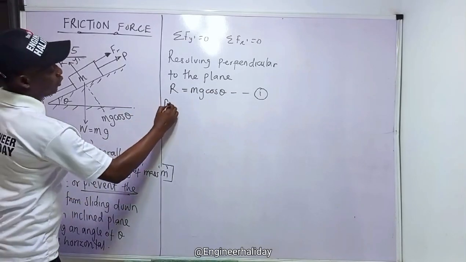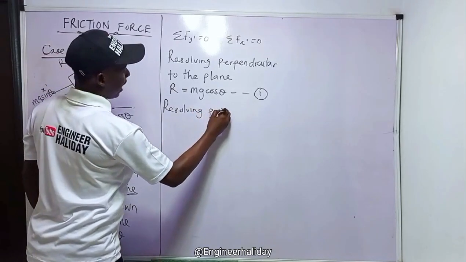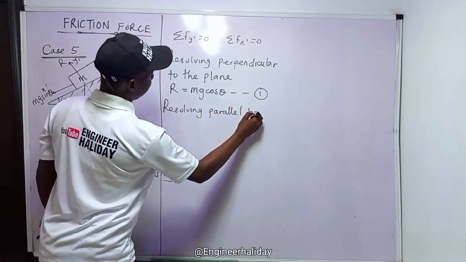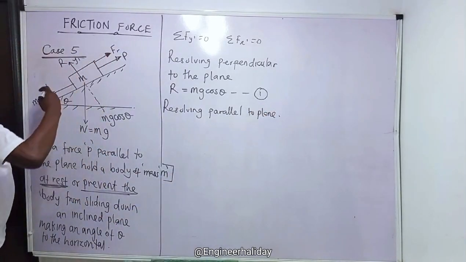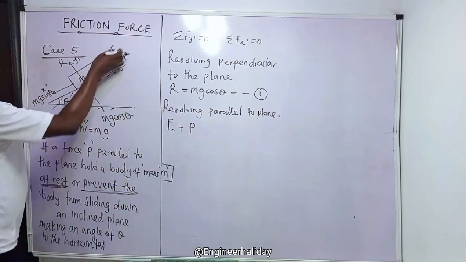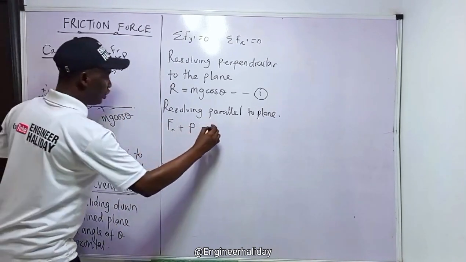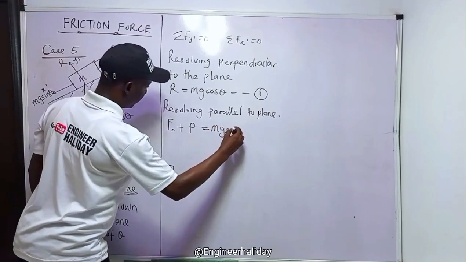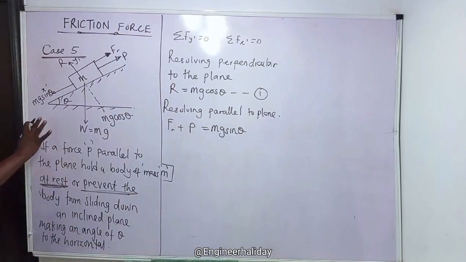Now, resolving parallel to the plane, or along the plane, we have Fr plus P up is equal to Mg sin theta down. So that is what we have just resolved.